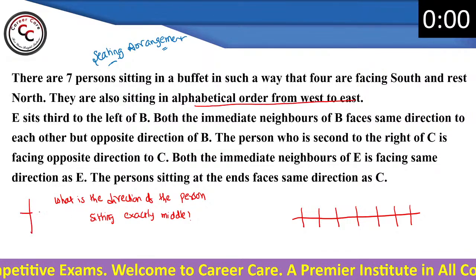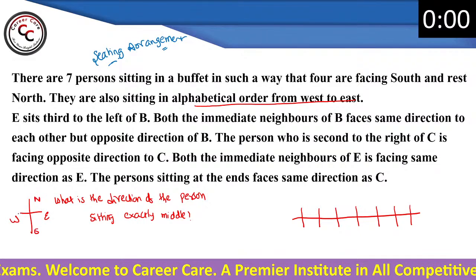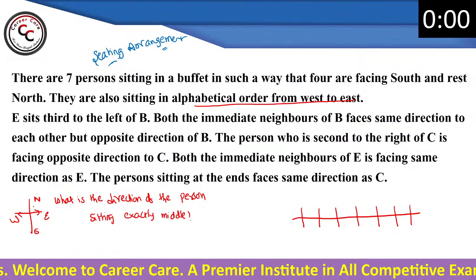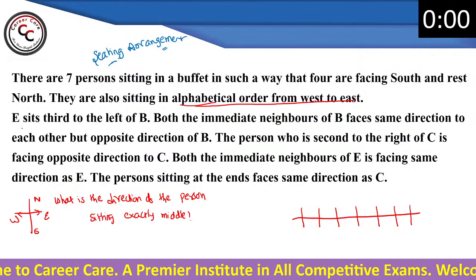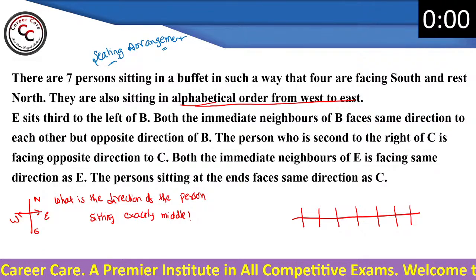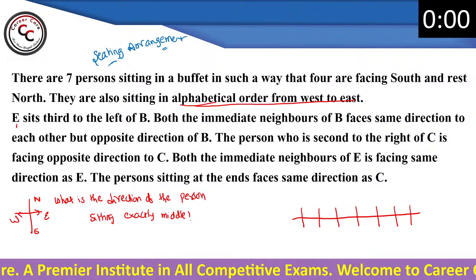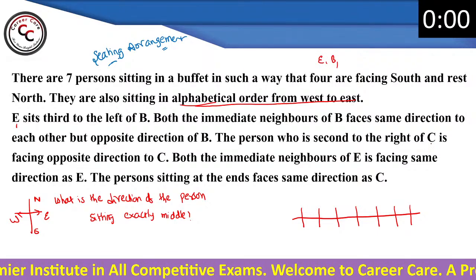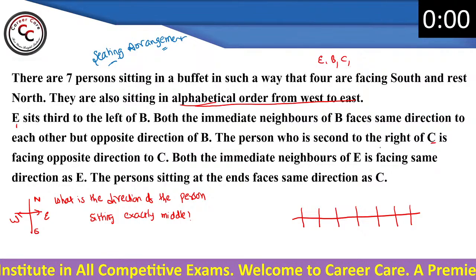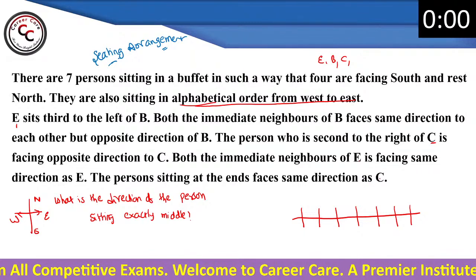Simple. West to east. So north, south, east, west. So from west to east they are sitting in which order? Alphabetical order. Right. So here you can see the persons' names are not given directly. You can take them out from the given information. E, B, then C, then E, C, etc.